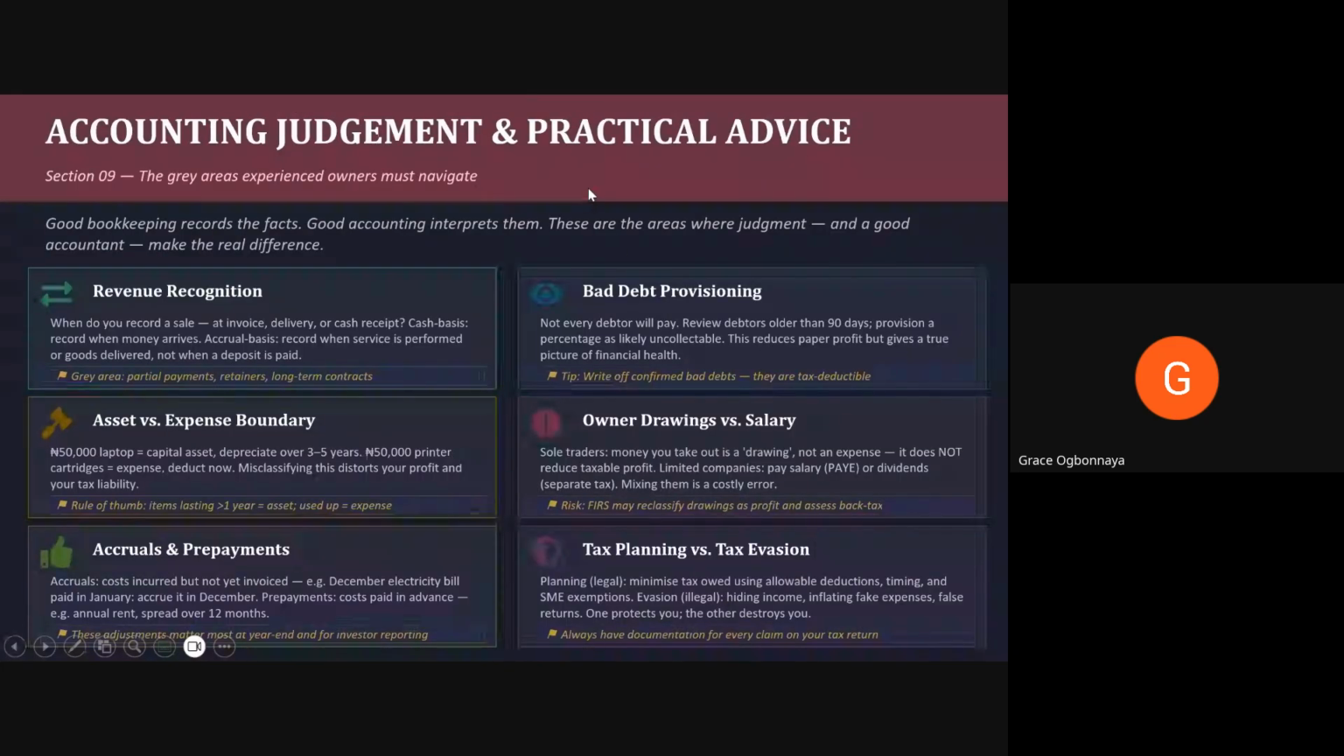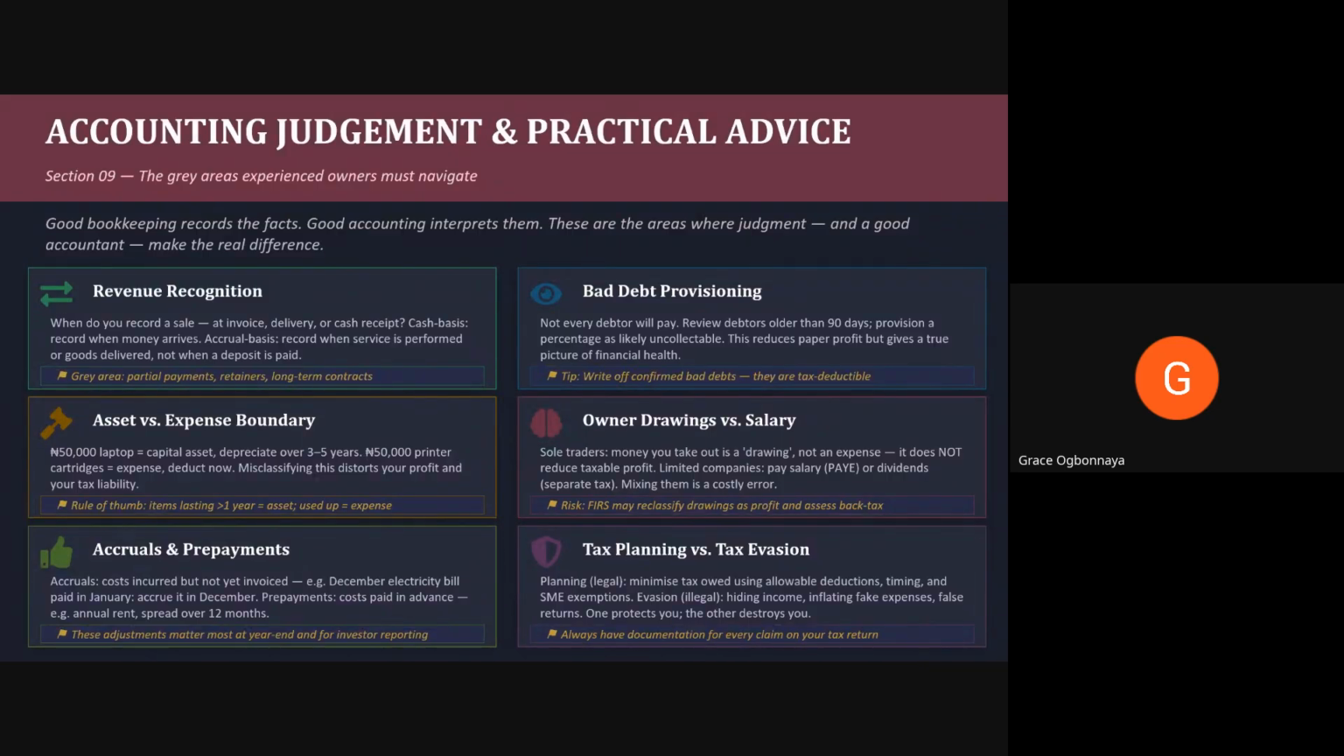So now, accounting judgment and practical advice. Good bookkeeping records the facts, good accounting interprets them. As I gave the differences earlier in this training, bookkeeping is basically recording the facts, your sales and your expenses, and classifying them. That is good bookkeeping. But when it comes to interpreting it, making judgments and decisions, that is when it moves to accounting.